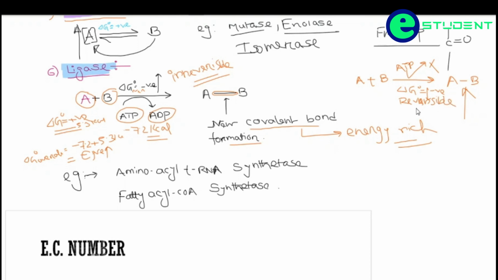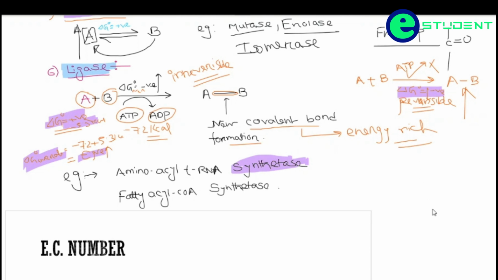Why? Because the del G naught value is negative but less negative, whereas here the del G naught value is high negative. But in the absence of ATP hydrolysis, the del G naught value is positive, so it is never possible to form a bond between A and B without the help of ATP hydrolysis. Examples of this kind of reaction are fatty acyl CoA synthetase and amino acyl tRNA synthetase. So there is a synthetase by which you can classify or identify these kinds of ligase enzymes.